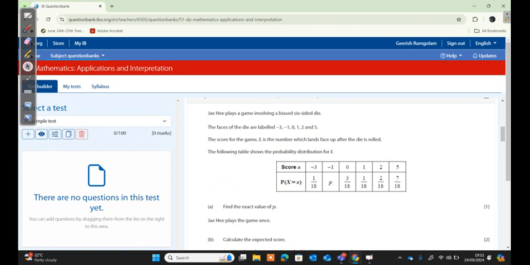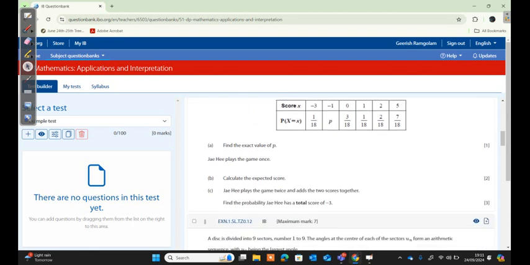Okay, so they create the table for you here with x being the score, and then you have the different probabilities under each value of x. And the first part A is calculating the exact value of p. So you can see that there's an unknown p here among the different probabilities. In part B, you're calculating the expected score, which is E of x.